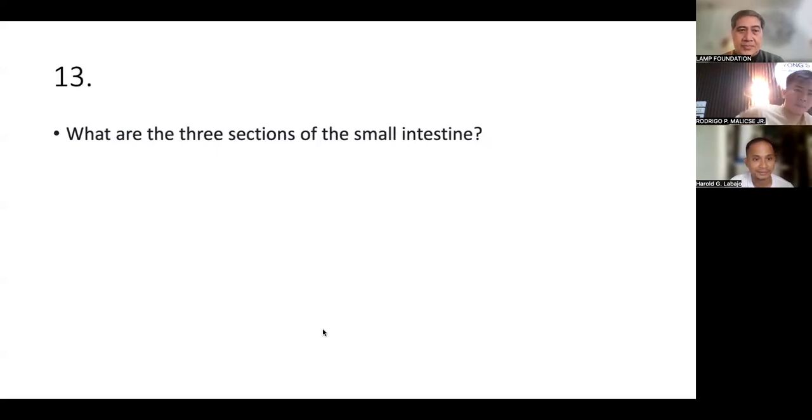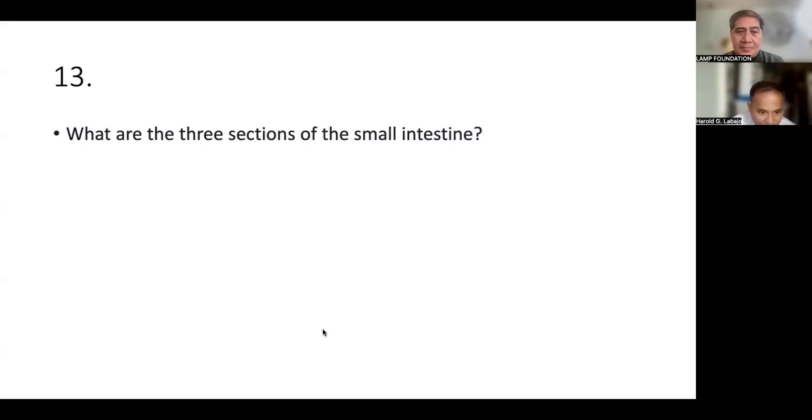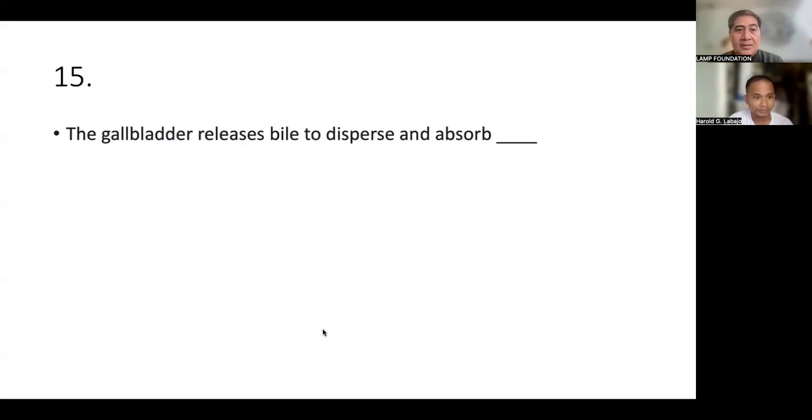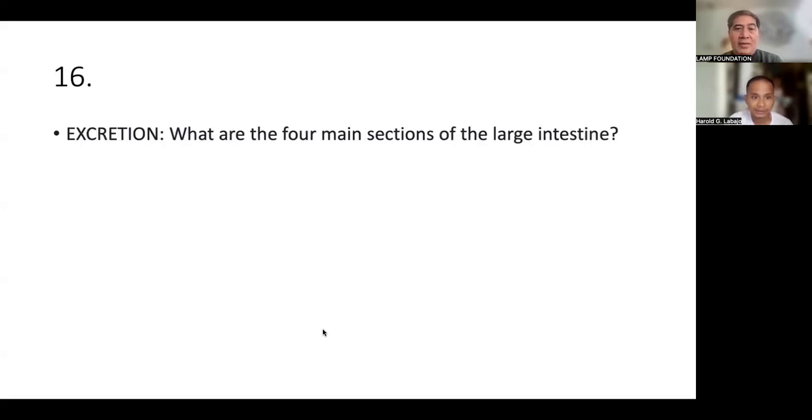Where does most of absorption occur in our digestive tract? Small intestine. What are the three sections of the small intestine? Duodenum, jejunum, and the ileum. Which one of the three sections of the small intestine is connected to the liver and pancreas? Duodenum. The gallbladder releases bile to disperse and absorb blank. Fats. What are the four main sections of the large intestine? Cecum, colon, rectum, and anus.